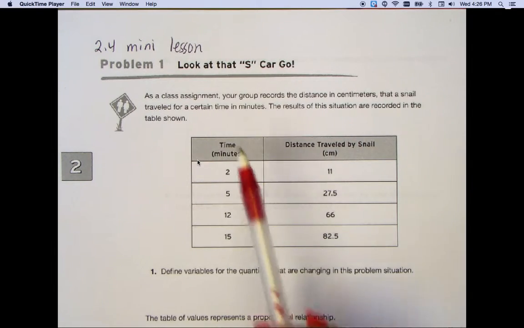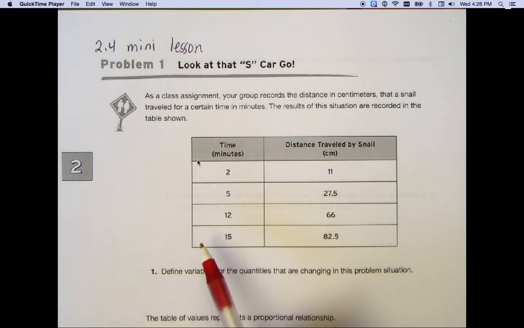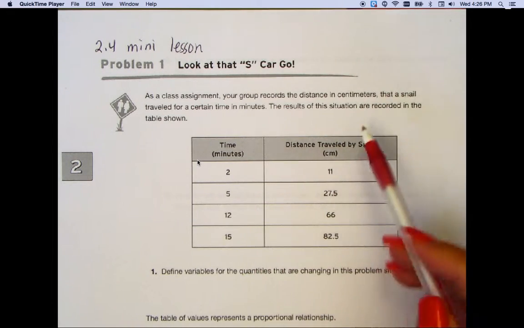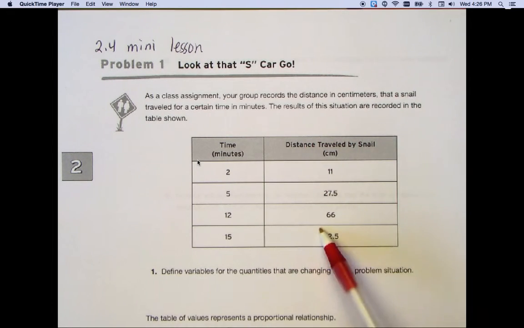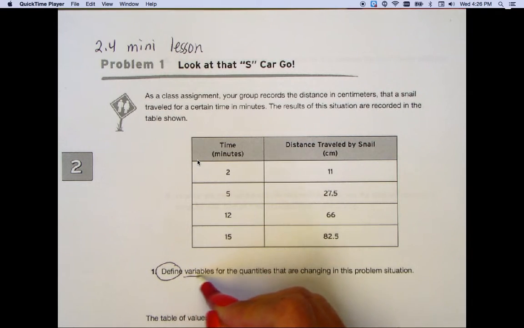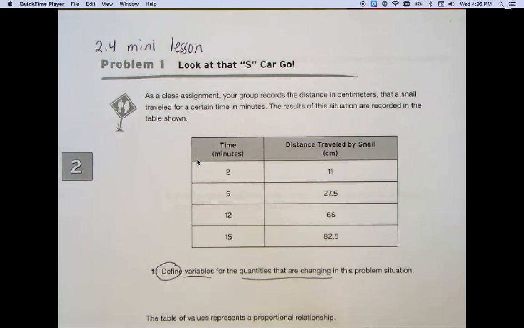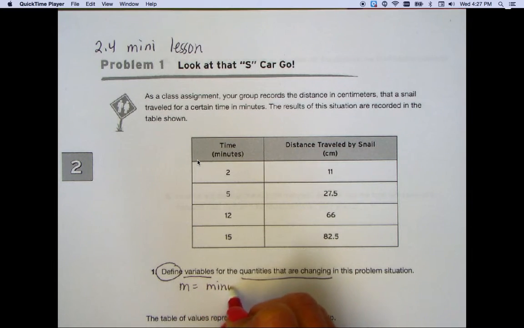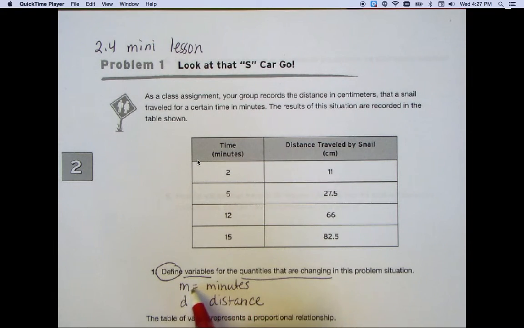2.4 mini lesson. As a class assignment, your group records the distance in centimeters that a snail travels for a certain time in minutes. The results are recorded in the table. So here's my table. First thing it asks is define variables for the quantities that are changing. So I am going to use m for minutes, and I'm going to use d for the distance. I could have selected t for time.